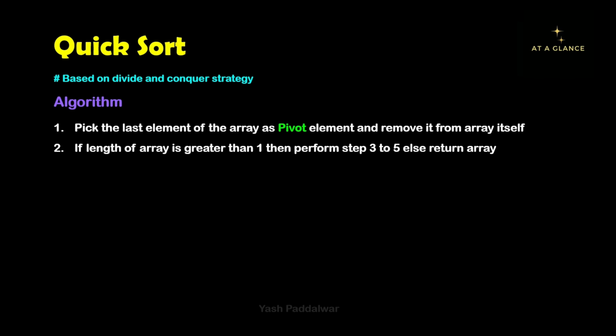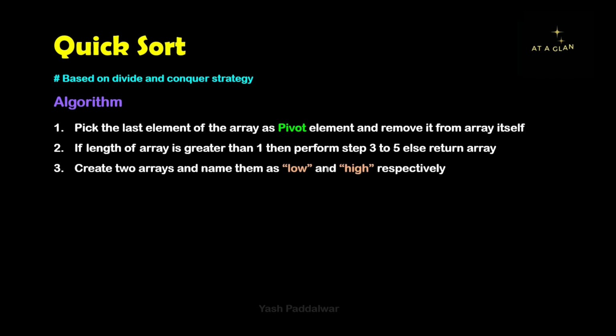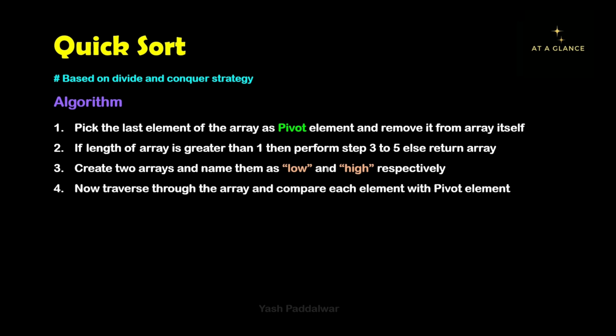Now step 3 says to create two different empty arrays, one named low and another named high. Now step 4 says that we need to traverse through the array and compare every current element with the pivot element. Now after comparing there are two possibilities.